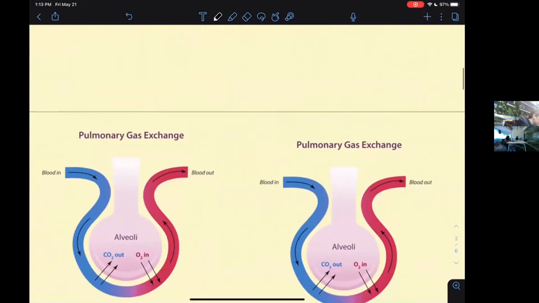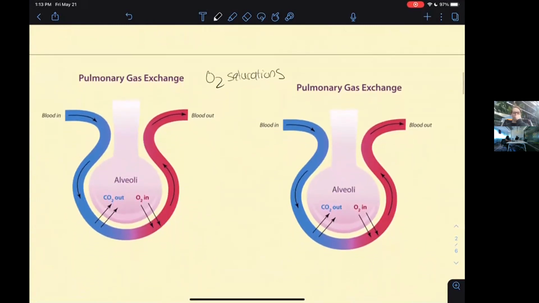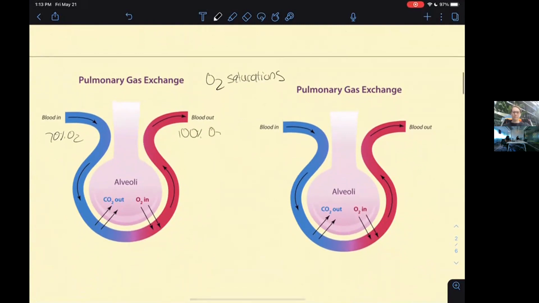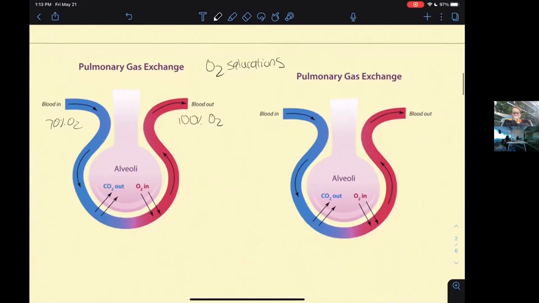Moving on to O2 saturations. So if we think about a normal alveoli, usually oxygen saturation in venous blood is about 70%. And coming out after it undergoes gas exchange, usually it's at 100%. So that's generally the normal case. We get complete saturation of oxygen, but what happens if we have some sort of obstruction, right?